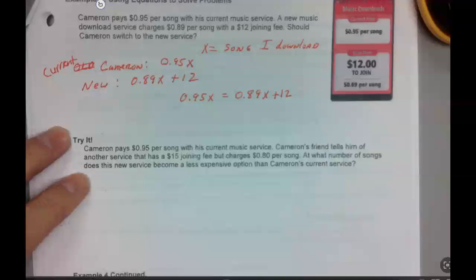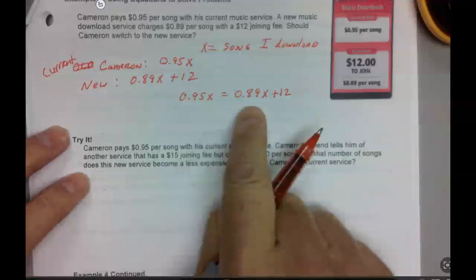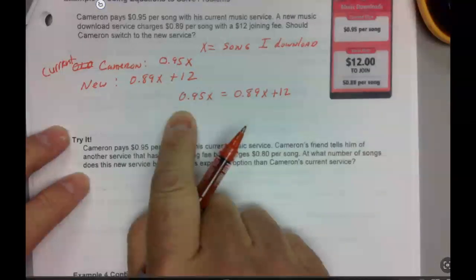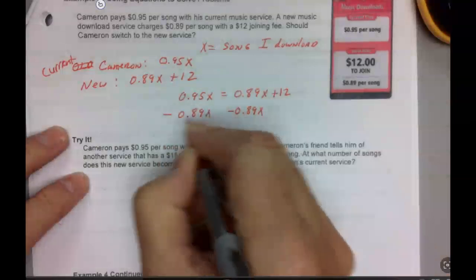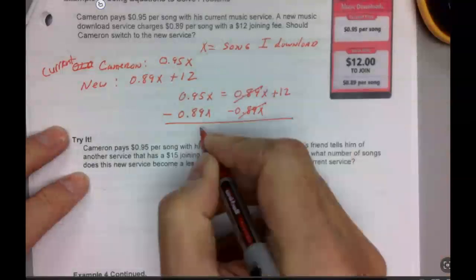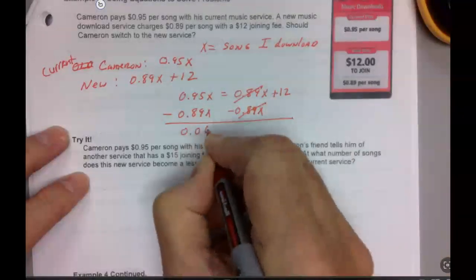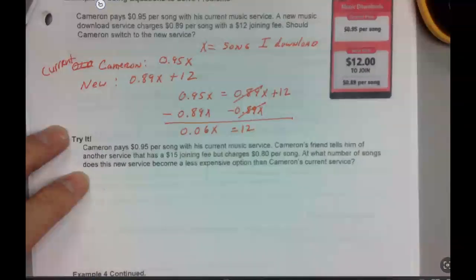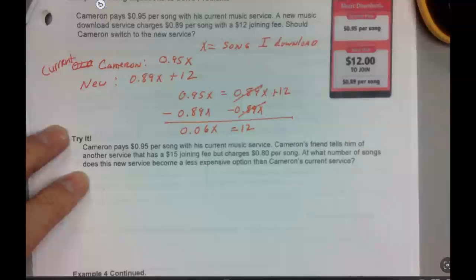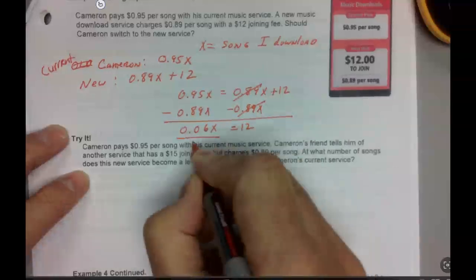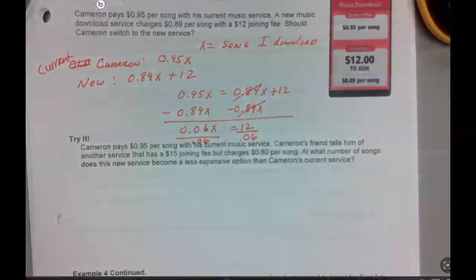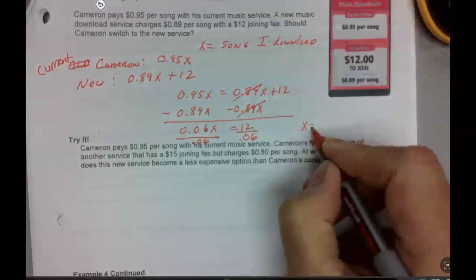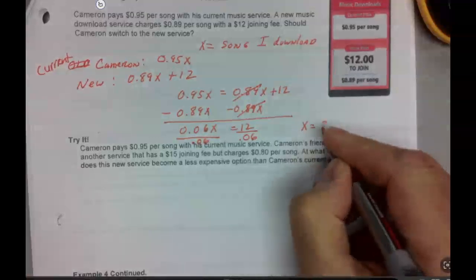So what do I need to do here to get x's by themselves? I can't combine anything, so I'm going to subtract. Does everybody agree with me? I'm going to subtract 89x from both sides. Cancel, cancel. What does that leave me? 0.06x equals 12. Okay? Now I'm going to divide both sides by 0.06. And what do you get when you do that? 200. So 200 downloads.